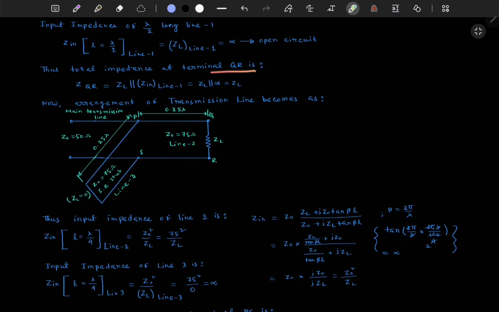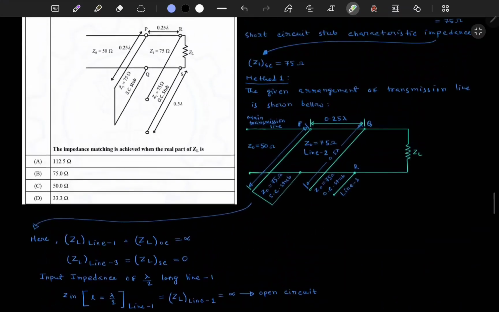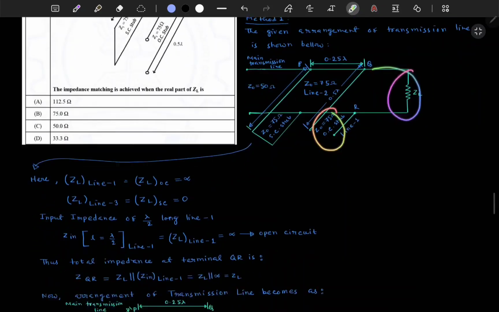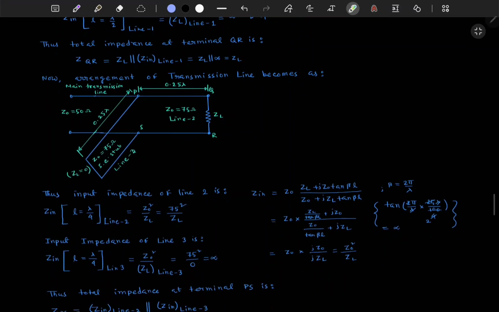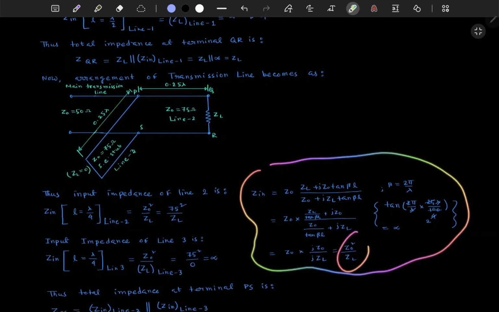okay, so this terminal here will actually be this one in parallel with this one. Okay, so ZL is infinite in this one, so one is very high, so the small one will be the answer. You can do the parallel like how you do the equivalent resistance, you will get this. Okay, so now the arrangement of the transmission line becomes only this part and this part. Thus the input impedance of line 2, ZD, equals this formula, so if you calculate you will get this.